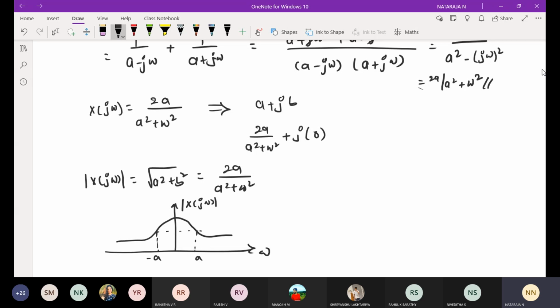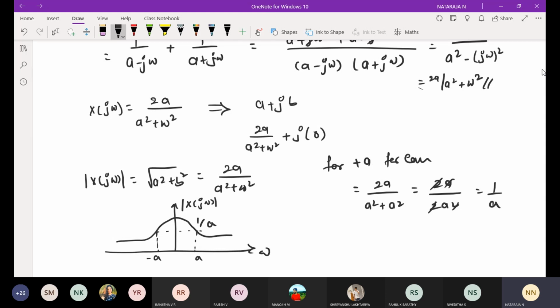If I take plus a and substitute it into the equation, you will get 2a divided by a square plus a square, that is 2a by 2a square. The 2 gets cancelled, a and a square get cancelled, and you will get 1 by a. This is your 1 by a.